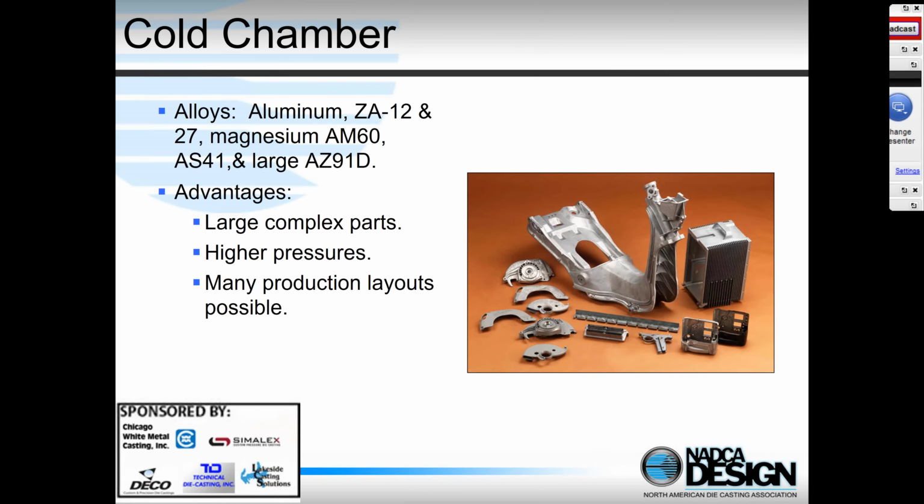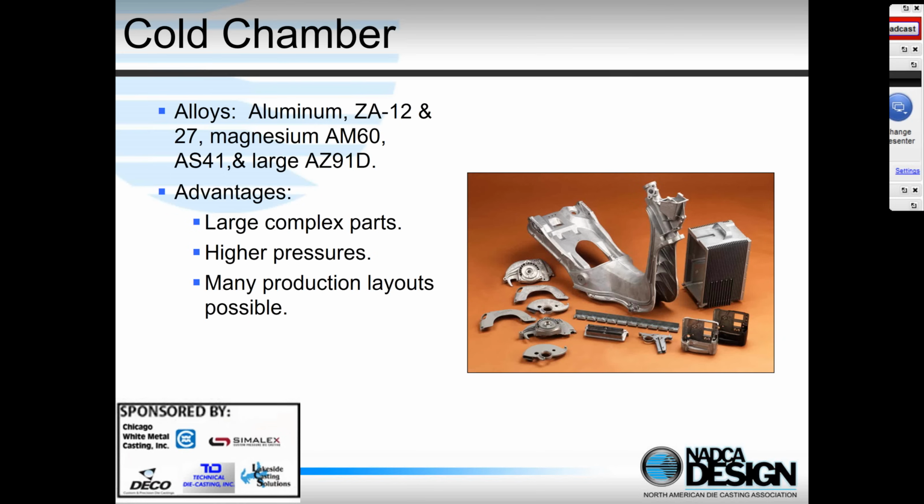Then there are also some magnesium castings that have to be produced using the cold chamber process. These tend to be the bigger castings. For example, the dashboard of a car is often a one-piece magnesium die casting, and there aren't hot chamber machines big enough to produce that, and so it's produced in a cold chamber machine.